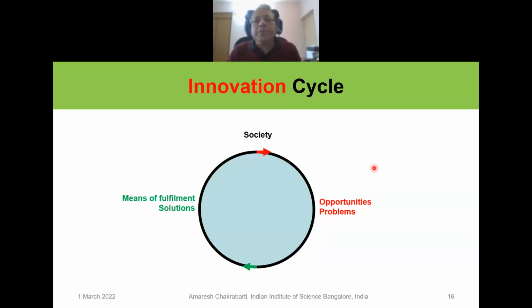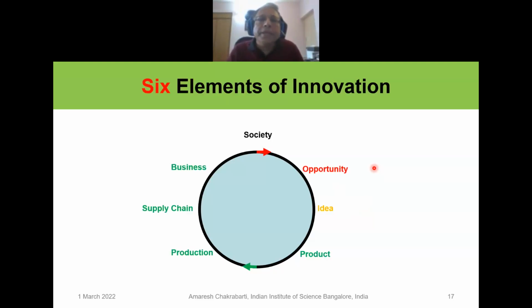Now, what is involved in that? Well, there are different ways of dividing this circle. This is one way: in order to do this, you probably want to do it in multiple steps. You want to first identify the opportunity, then ideas with which you can fulfill the opportunity, then implement that in products, and then realize them through production, and then make them available through supply chain, and make sure that the business works around it, that everybody in the supply chain is happy.